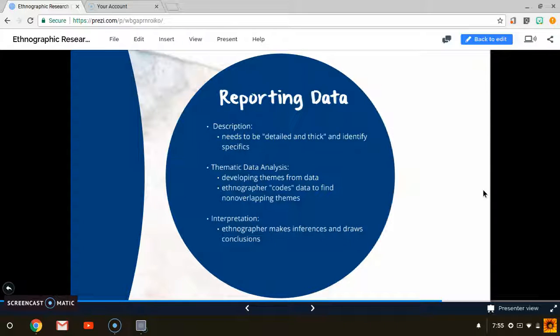Reporting data. It's from the data collection that the ethnographer begins to forge the study by describing and analyzing patterns for behavior, beliefs, and language. These descriptions need to be detailed and thick and identify specifics. This might mean including adjectives, nouns, verbs, things to elicit sights, sounds, and feelings and smells to the reader of the report.